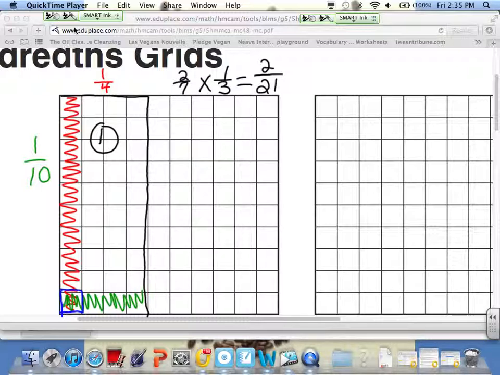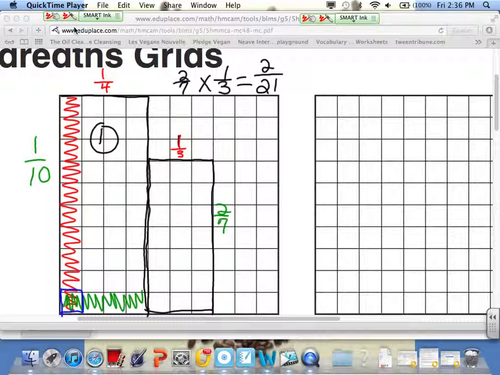And now we're going to make our array that is 7 up. 1, 2, 3, 4, 5, 6, 7. And 3 over. 1, 2, 3. And now we have an array that is 21, right? This part is going to represent, I'm going to do it in a different color for you, 1/3. And this part down here is going to represent the 2/7.